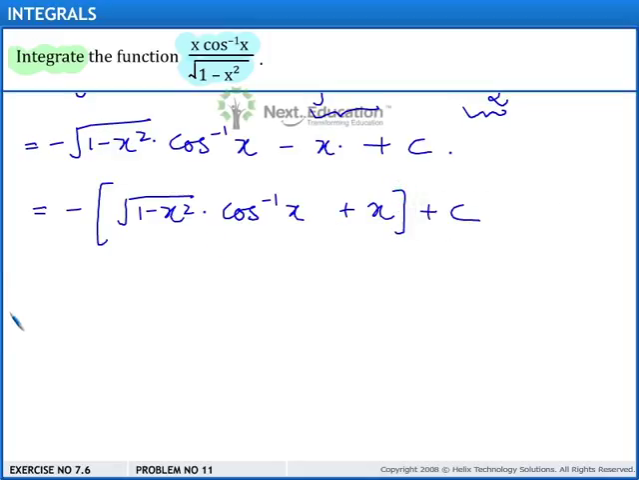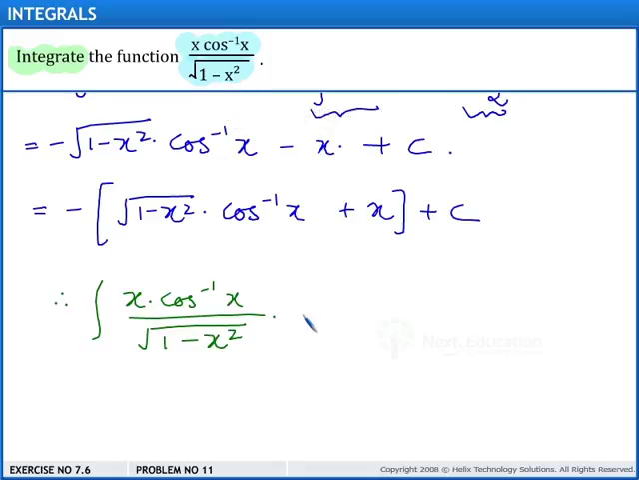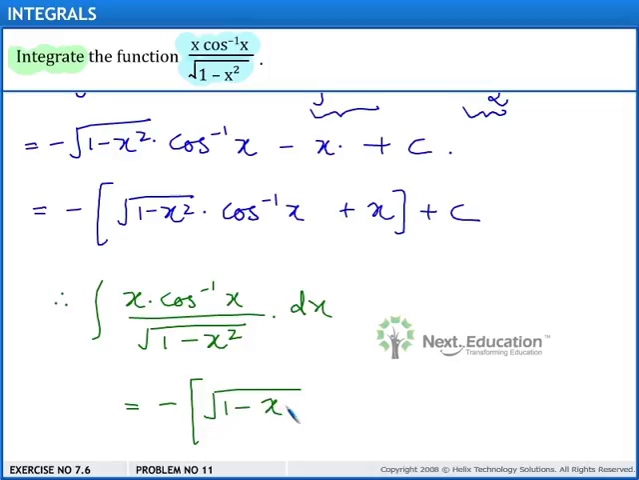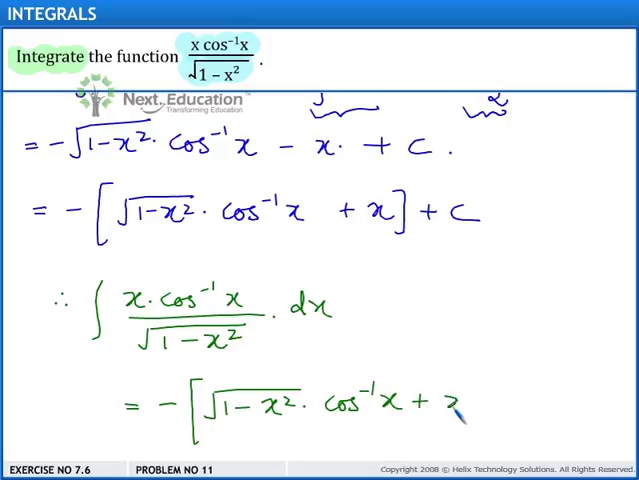plus the constant. Therefore integral of x into cos inverse x divided by square root of 1 minus x square into dx is equal to minus square root of 1 minus x square into cos inverse x plus the constant. This completes the solution.